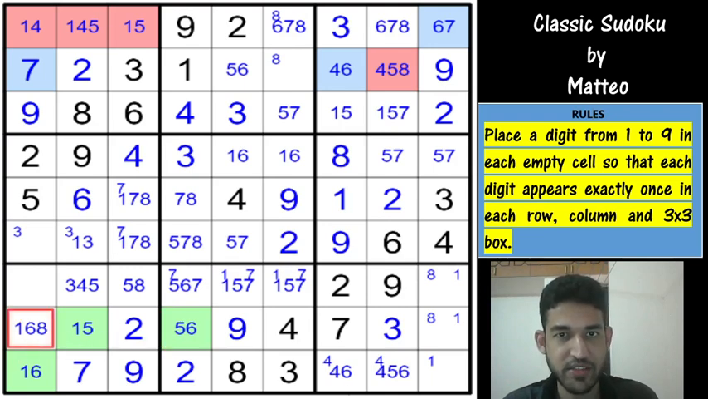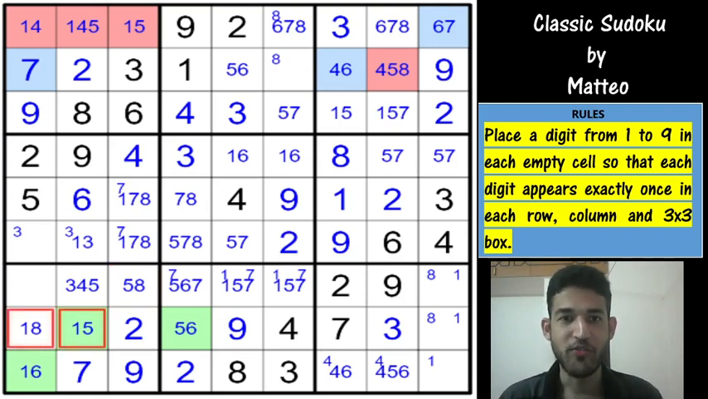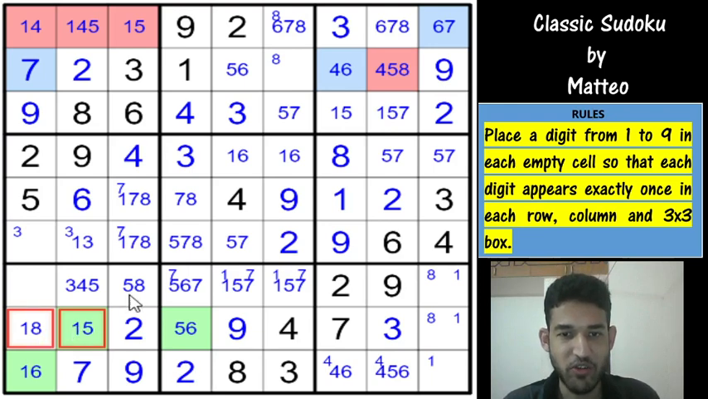Let me see if that is helping me. So this becomes 1, 8 now, and I have a 1, 5, 8 triplet. Superb, it's helping guys. Hopefully this is the final nail in the Sudoku and we complete the Sudoku now. So 1, 5 and 8.